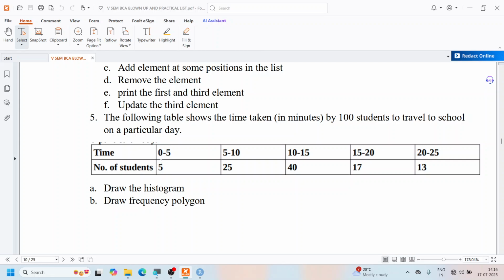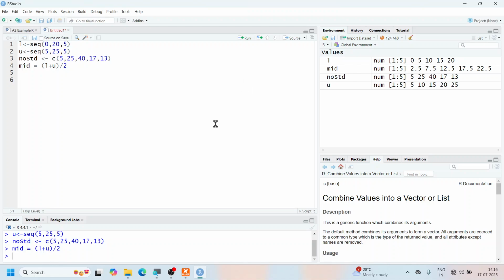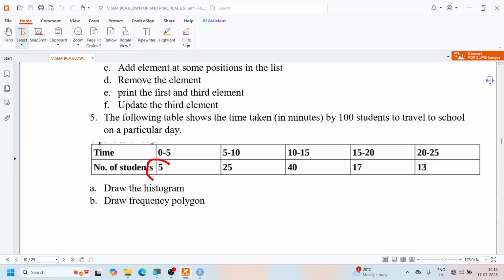What I got here is within this class, between 0 and 5, I got the mid value. So I'm going to repeat this mid value, that is 2.5, with the number of students. What is the number of students? Number of students is 5 here. What is the mid value of this 0 and 5? 2.5. So I'm going to repeat this 2.5 5 times.